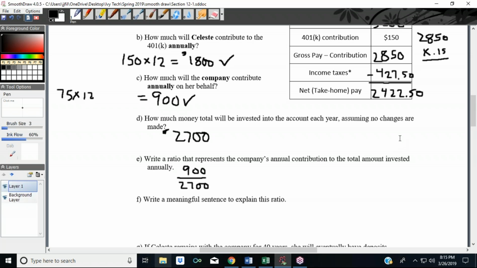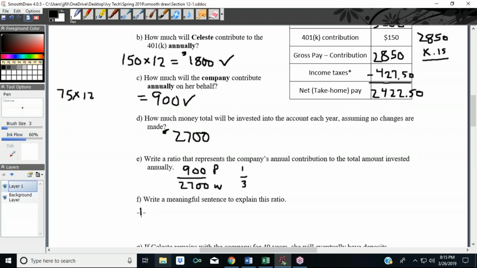And Kelsey, I love your answer because, so Kelsey wrote, they contribute 33% of the total amount. And if you look at this, remember that this is part to whole, and when we have part to whole ratios, we can write that as a percent. Otherwise, we wouldn't really want to put it as a percent. But since we have the part to whole ratio, we can write it as a percent and then complete that meaningful sentence. So we'll just use most of what Kelsey wrote. We would say the company contributed about 33% of the total contribution to Celeste's 401k.